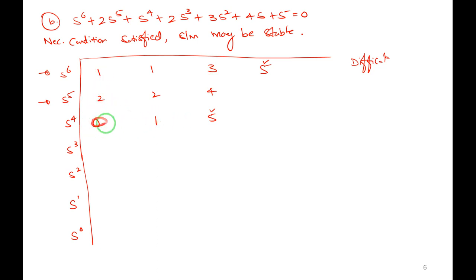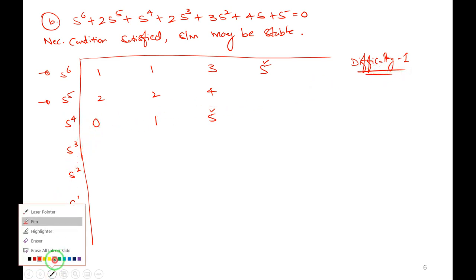So difficulty 1, because only one element. Other elements are there. 1 and 5. They are not 0. Right? So the first element in the first column of the Routh array in s power 4 row is 0. So difficulty 1 had come. Difficulty 1 or special case 1 also some people call it as, right? So replace this 0 by small value epsilon.